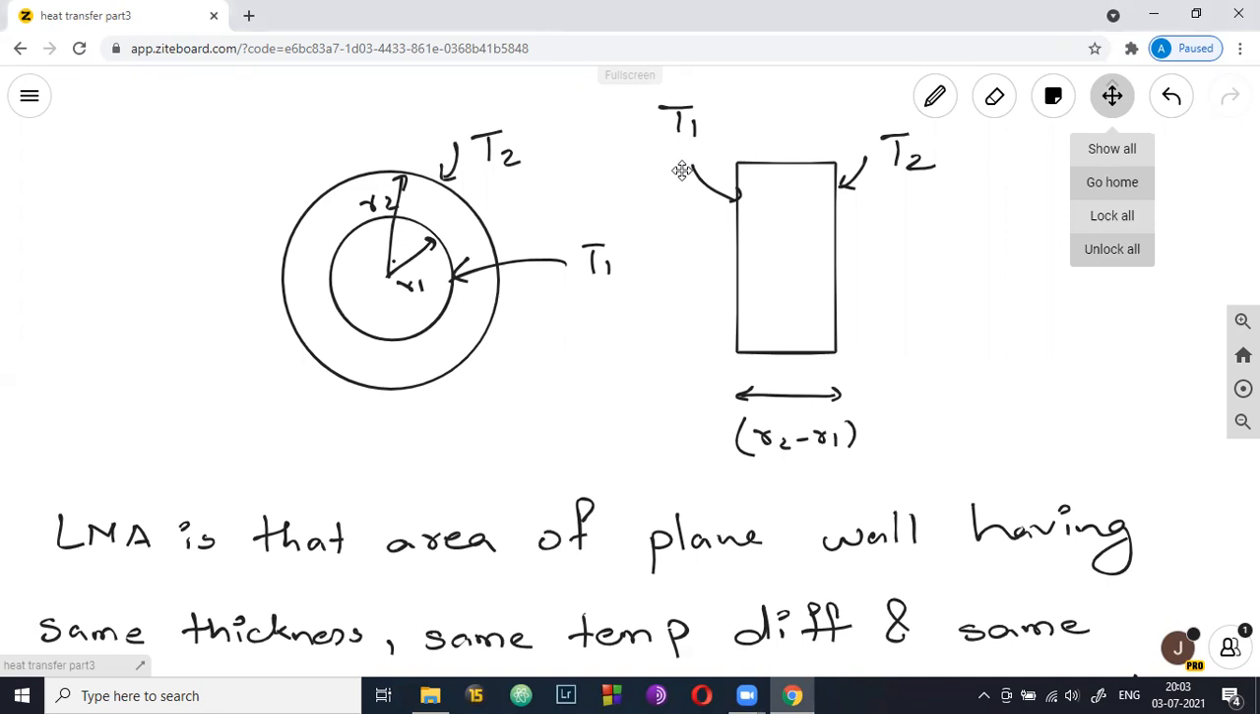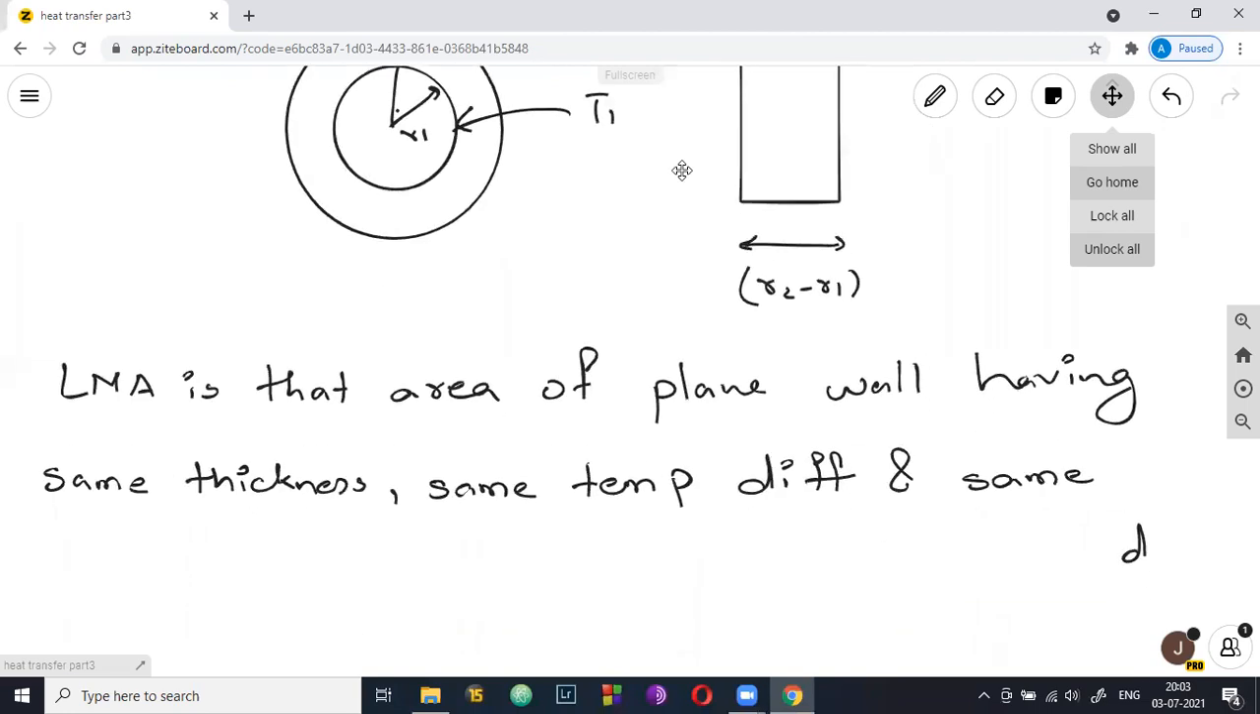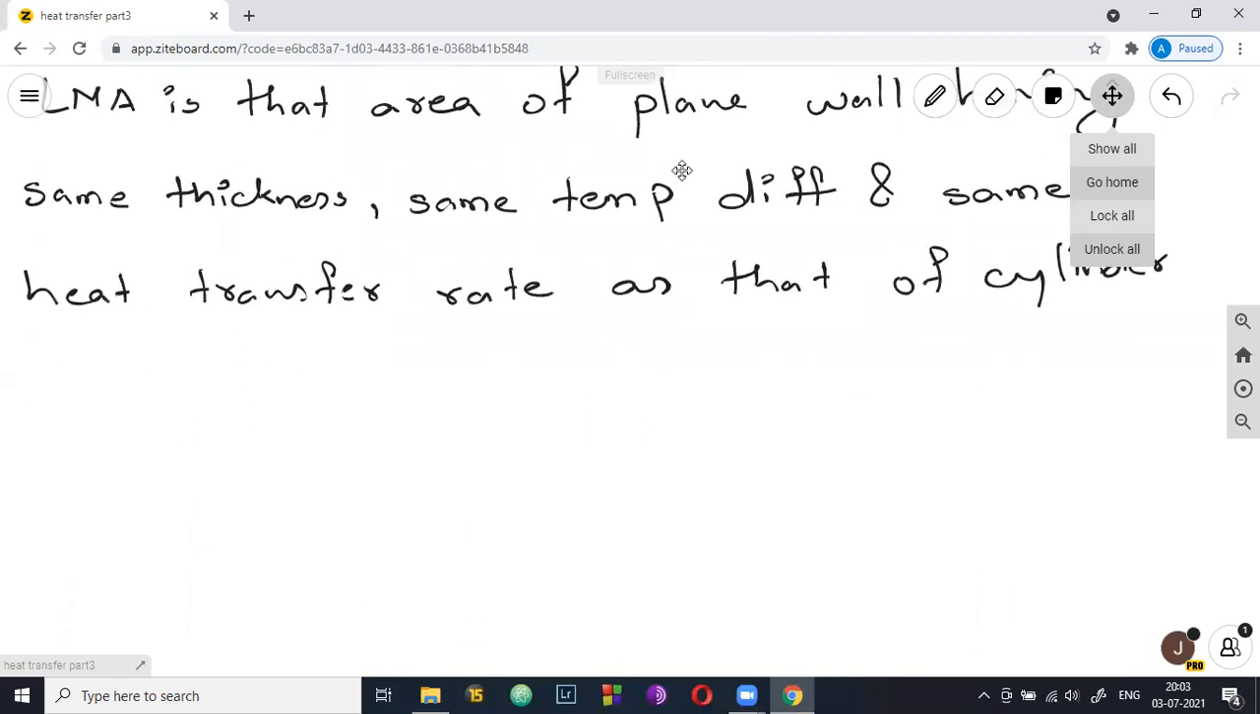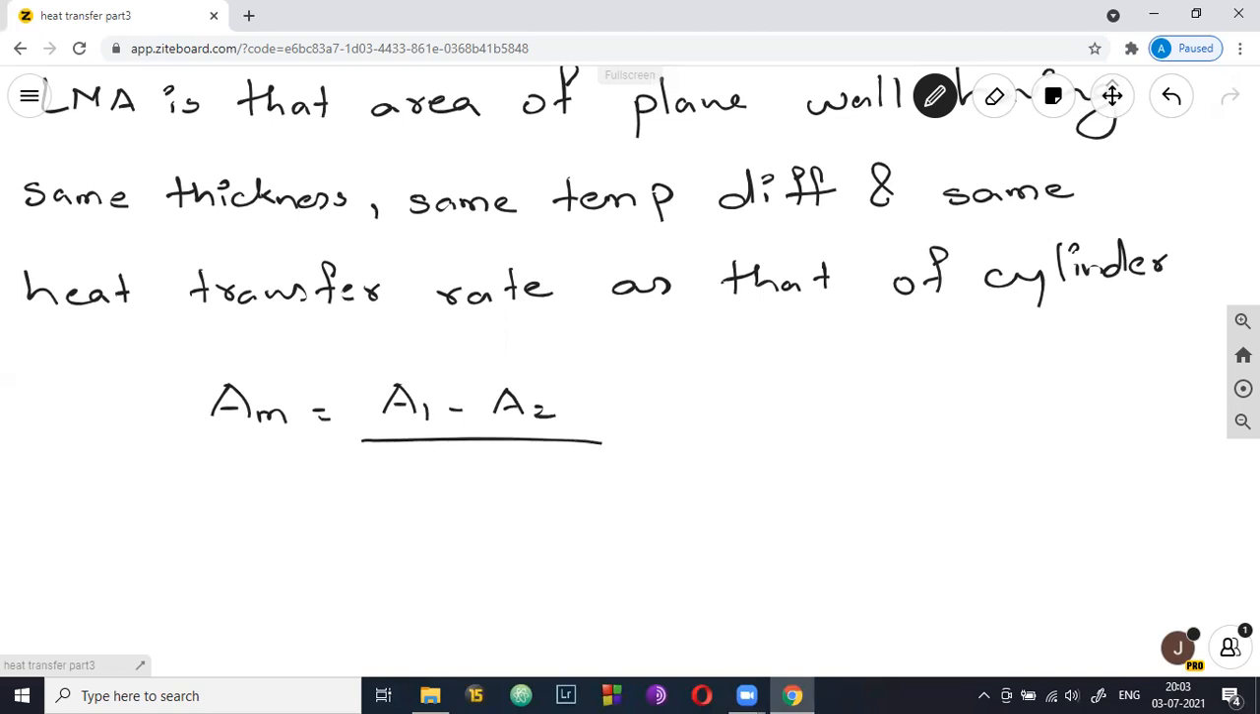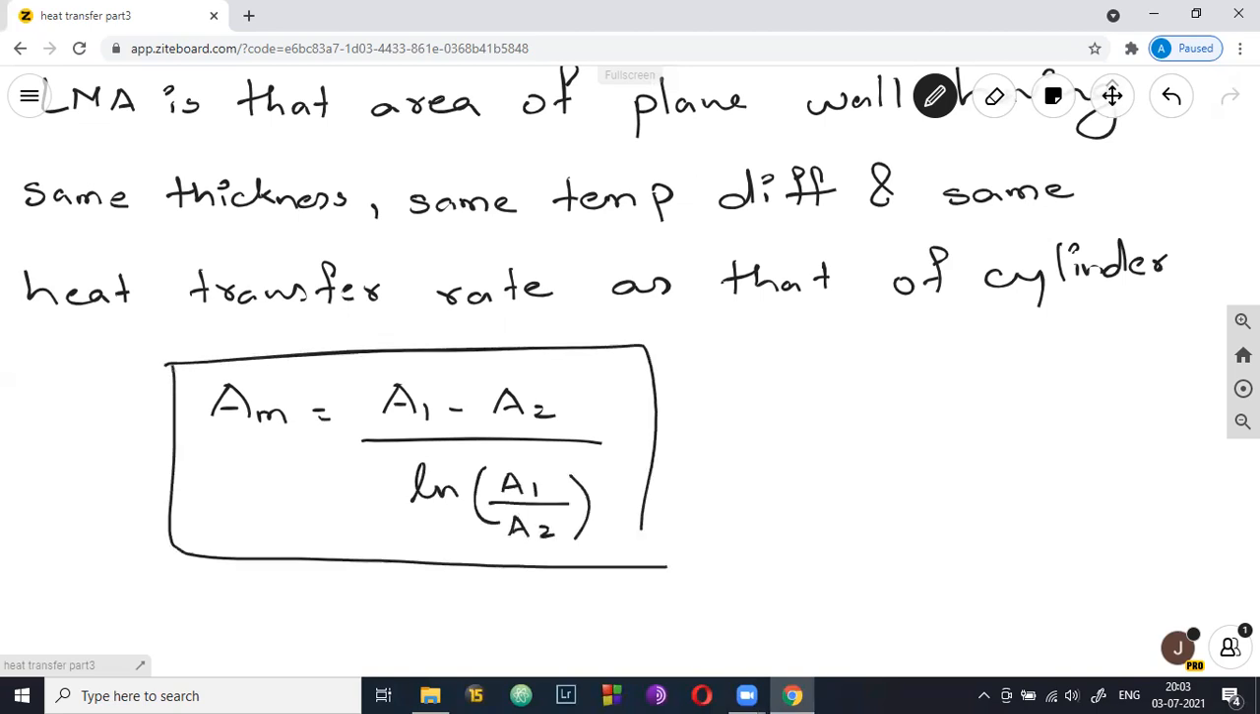Okay. So this is LMA. I have proved it out, I'm not sitting and proving it here. The logarithmic mean area was given by the formula A1 minus A2 divided by log of A1 by A2. Now, why this was referred to as LMA is that the denominator function is a logarithmic function.